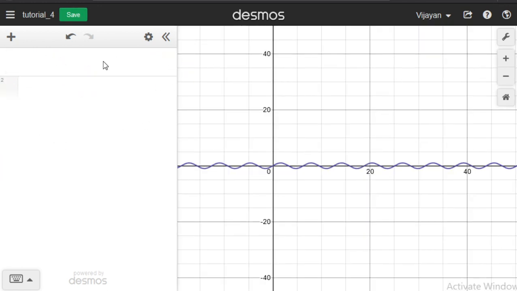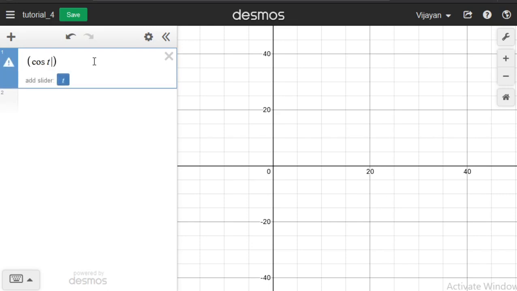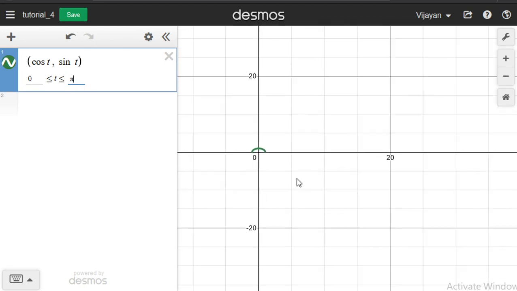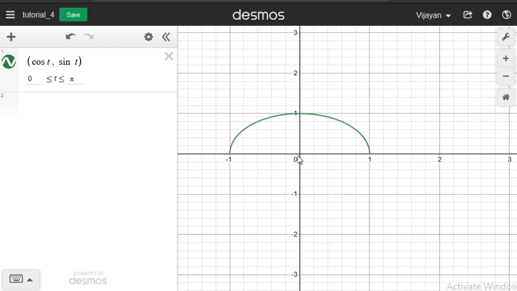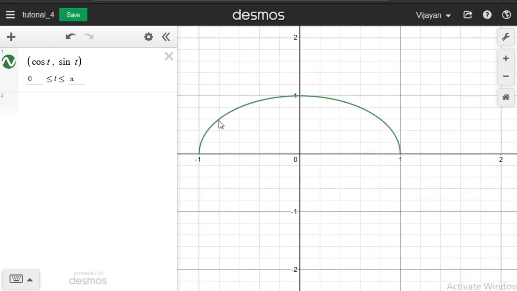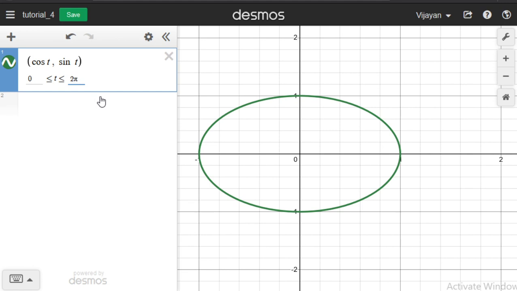Suppose I do it over here. Suppose I write ordered pair cos t comma sine of t. So it is asking the values of t, that is from 0 to pi. So this gives me a circle. Here also the same problem actually. The boxes are not perfectly square. I have to make the settings, and suppose I make it 2 pi, then this becomes a circle.